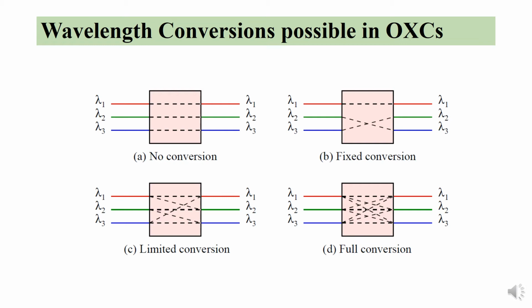Here lambda 1 is making a set of conversions to lambda 1 and lambda 2. Lambda 2 is converting to lambda 2 and lambda 3 and so on. Full conversion means that it removes the wavelength continuity constraint, making it possible to establish a light path as long as each link along the path from source to destination has a free wavelength.